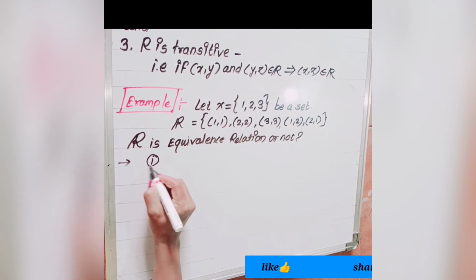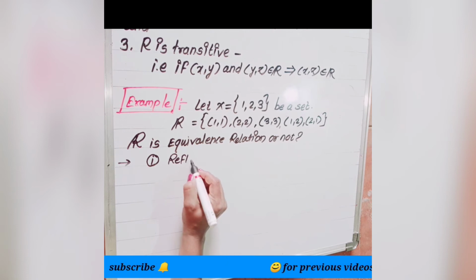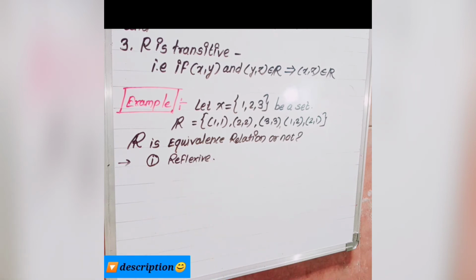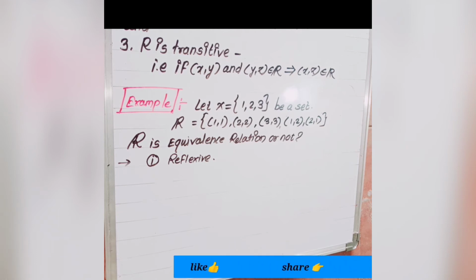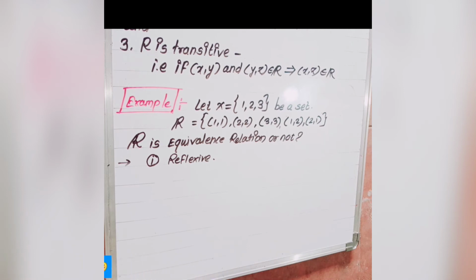For that, in the first case, we find whether it is reflexive or not. To show any relation is an equivalence relation, we must satisfy all three properties. If any one condition of these breaks down, then that relation will not be an equivalence relation. So all the conditions must be satisfied by that relation.